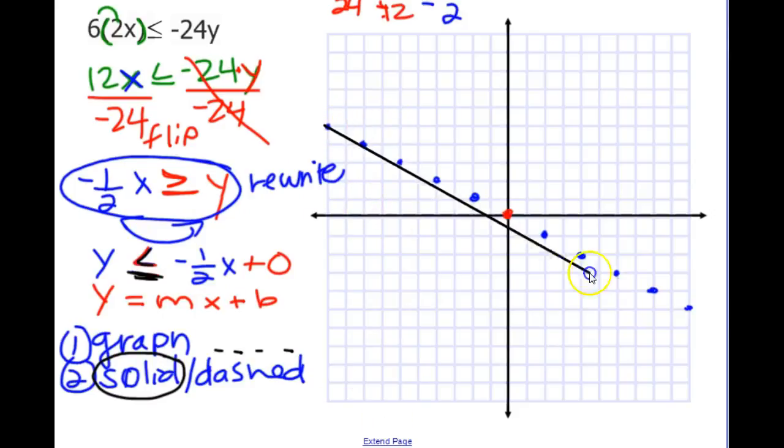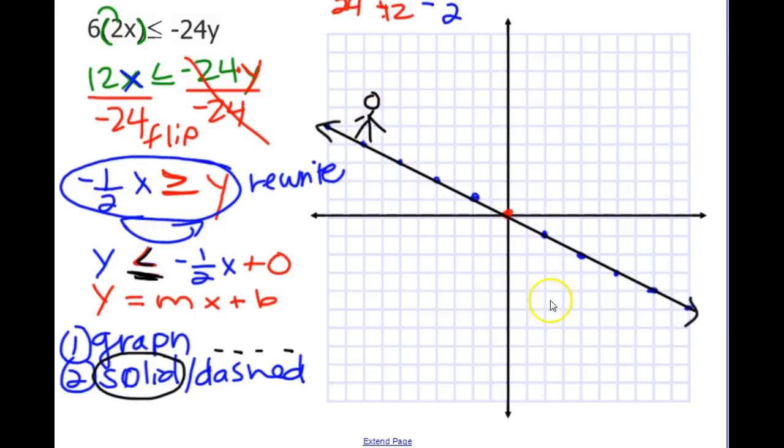So I'm going to put my line through it. And double check to make sure that your slope is negative. Here you said it was negative, and here our slope man would be walking downhill. Perfect.